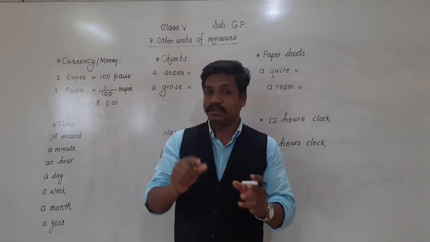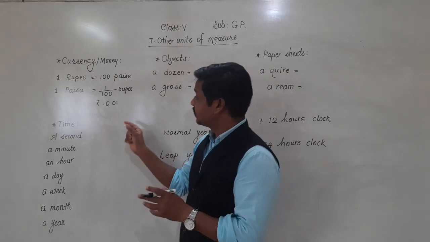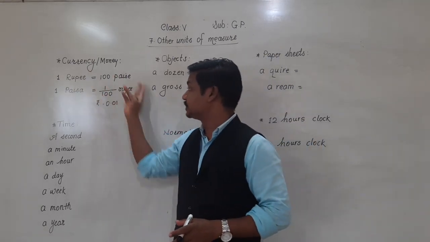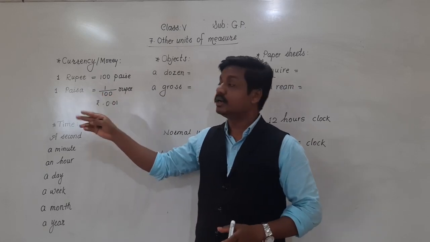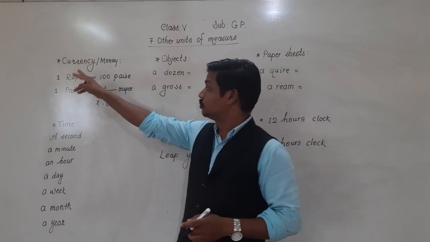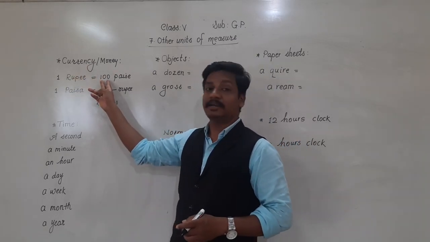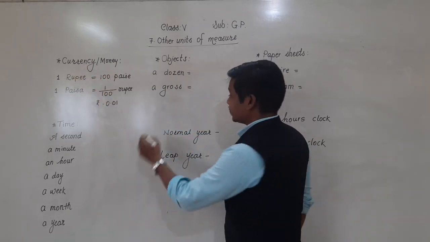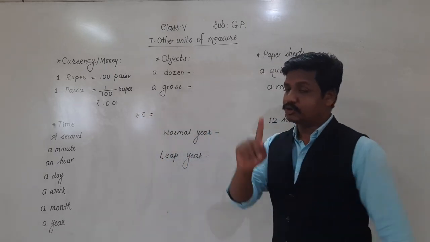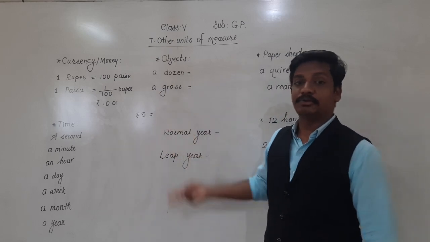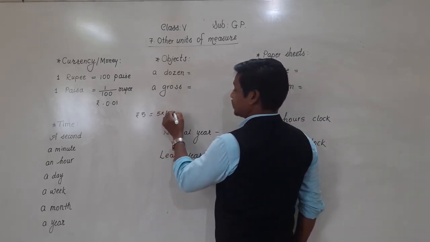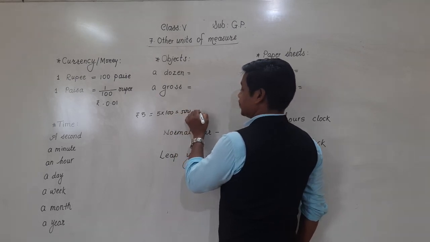So when we convert paise to rupees, we need to divide by 100, and when we convert rupees to paise, we need to multiply by 100. See, if it is 5 rupees, how many paise? 1 rupee means 100 paise, and 5 rupees means how many paise? 500. That is 5 into 100, 500 paise.